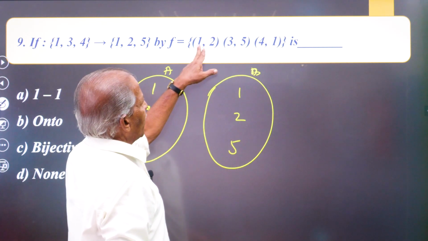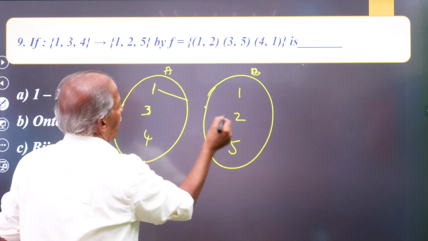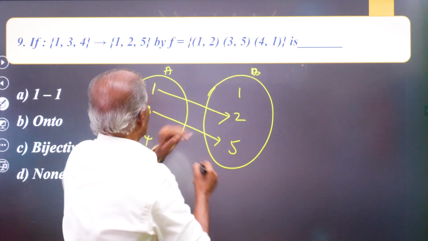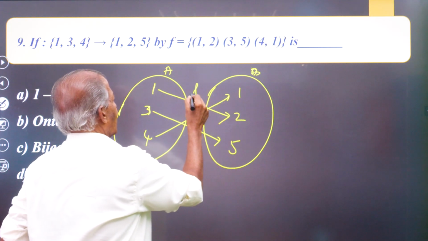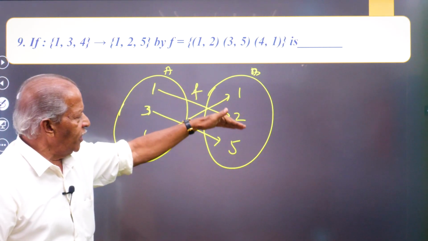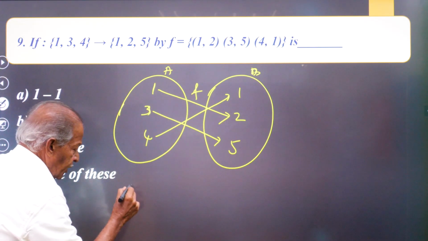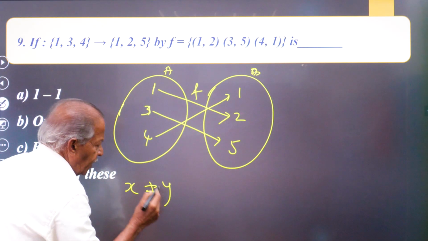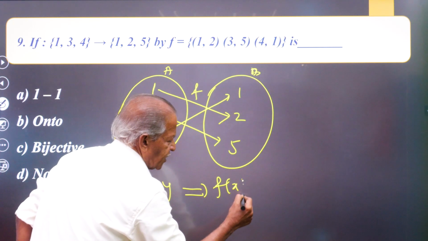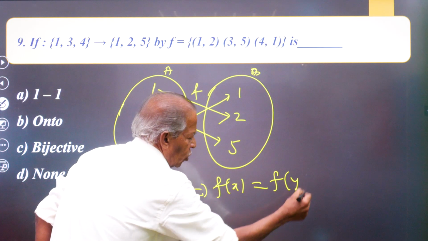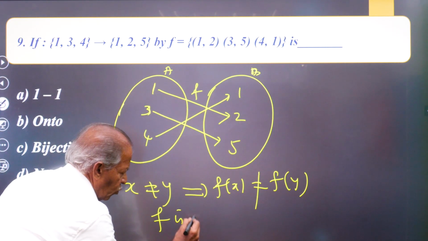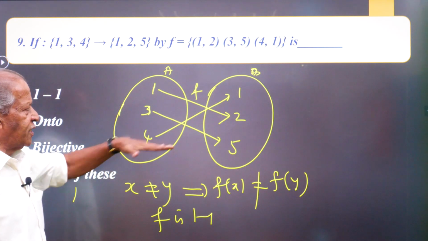The function is defined by 1 goes to 2, 3 goes to 5, and 4 goes to 1. From the diagram, it is clear that the elements are different and the corresponding images are also different. If x is not equal to y in the domain, this implies the corresponding images in the codomain are also not equal. Therefore, f is 1-1. In this case, from the diagram, it is clear.